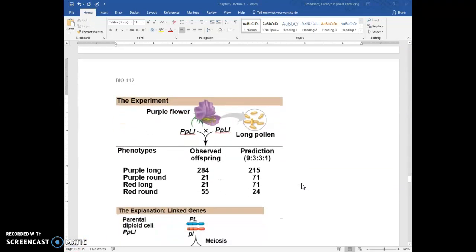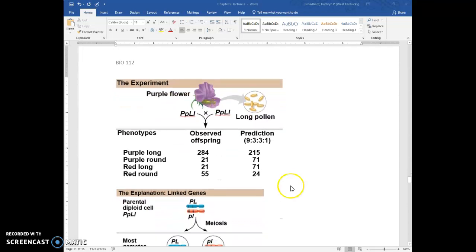Here we've got a purple flower and long pollen as what we're looking at. The purple flower is capital P, and a red flower is lowercase p. The long pollen is a capital L, and the round pollen is a lowercase l.